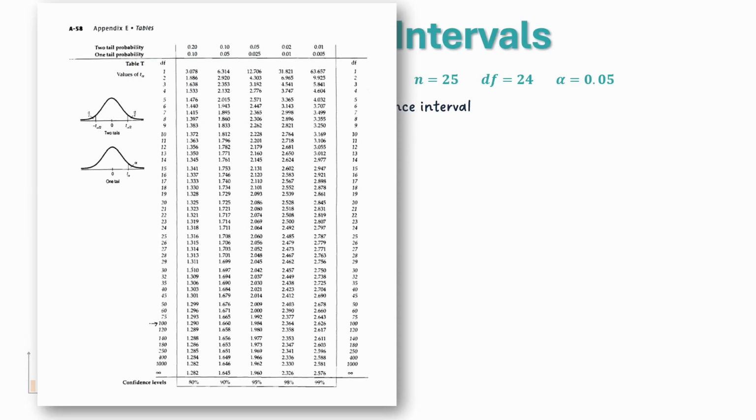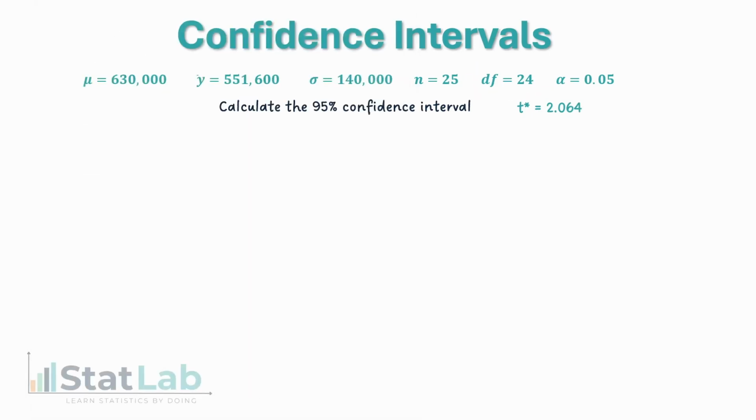So let's bring up our t-table here. What we want is our degrees of freedom. So this is this row right here, row 24. Now we know that we want 95% confidence. So that means that we're going to be coming up from there, and where those two values meet is 2.064. So this is going to be our T star, our critical value. So we can go ahead and record that, and now we're ready to calculate our interval.